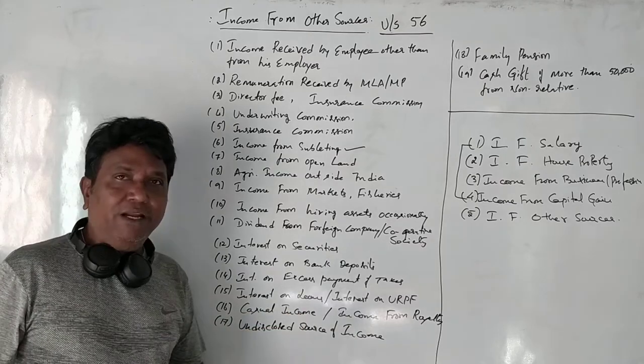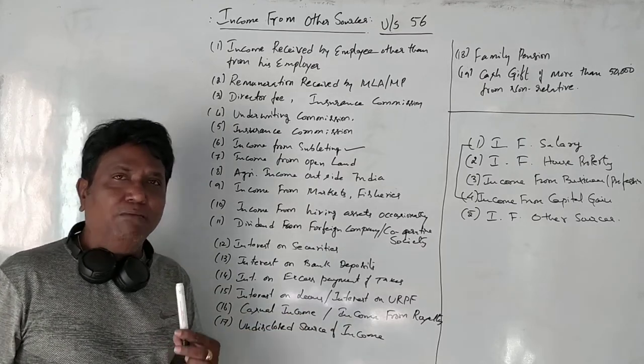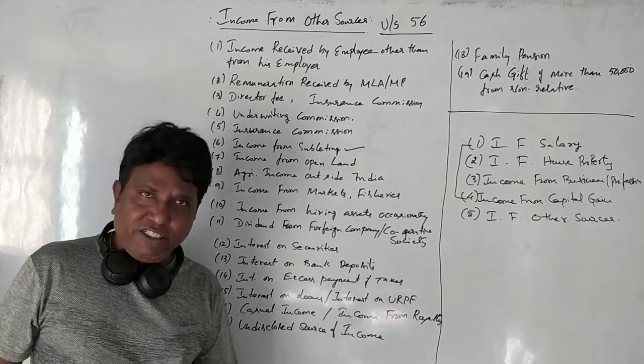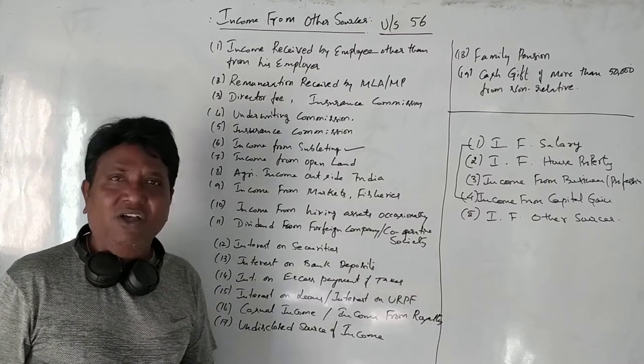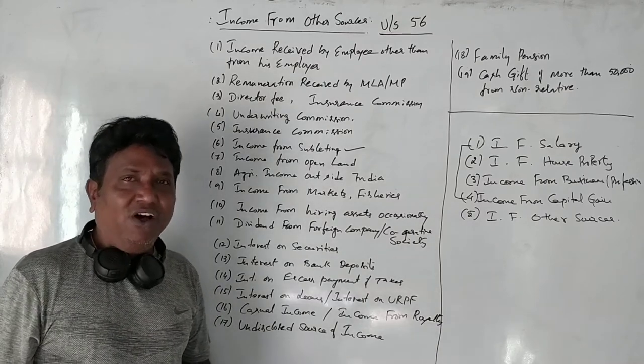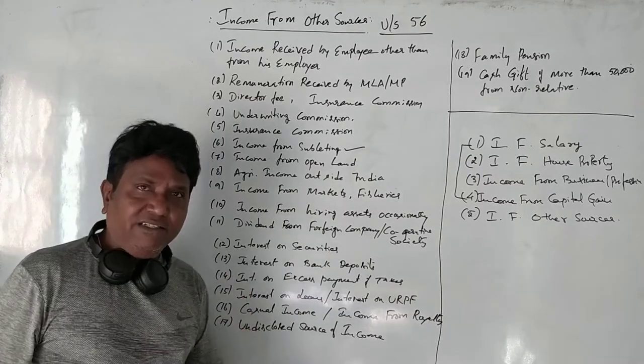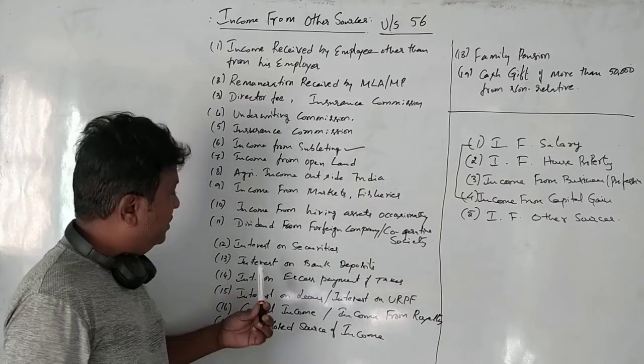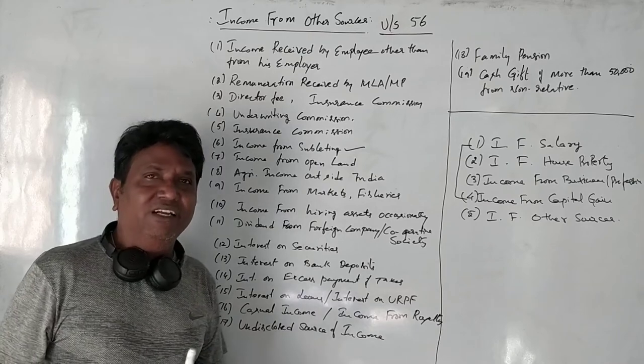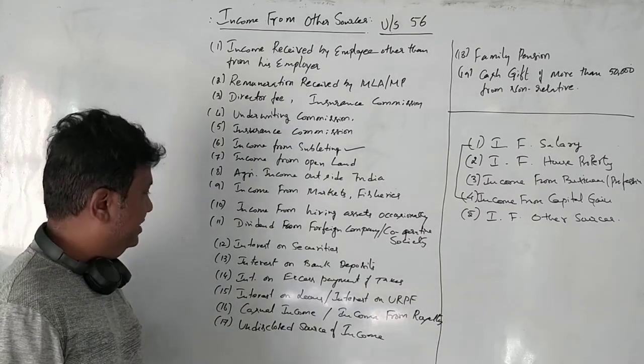Interest on bank deposits. If you have deposited any money in a bank, either a fixed deposit, a savings deposit, a recurring deposit, or any kind of deposit, any interest you receive is fully taxable under the head income from other sources.